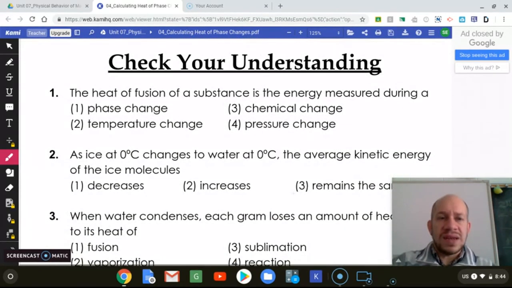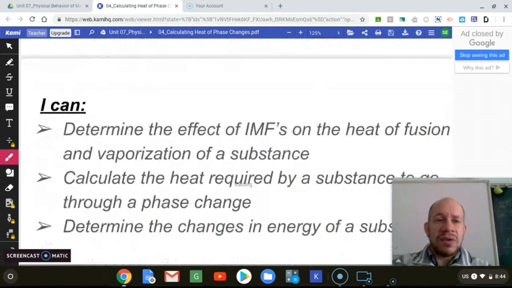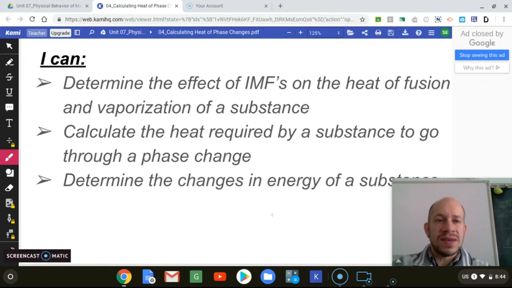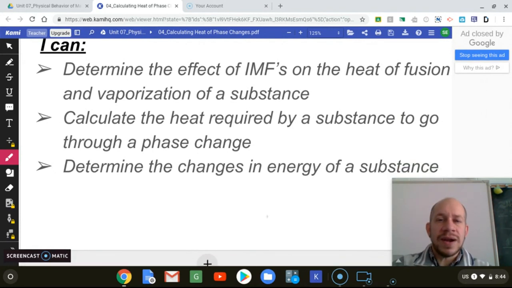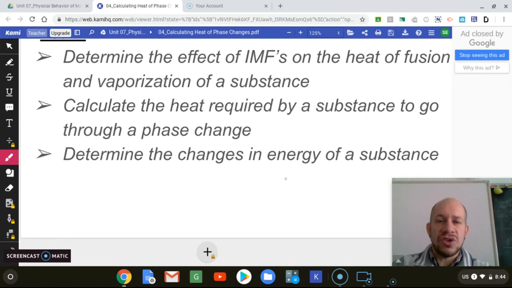So check your understanding. Double check that you understand these concepts. And now you can determine the effect of IMFs on the heat of fusion and vaporization of a substance, and you can calculate the heat required by a substance to go through a phase change, and you can determine the changes in energy of a substance.